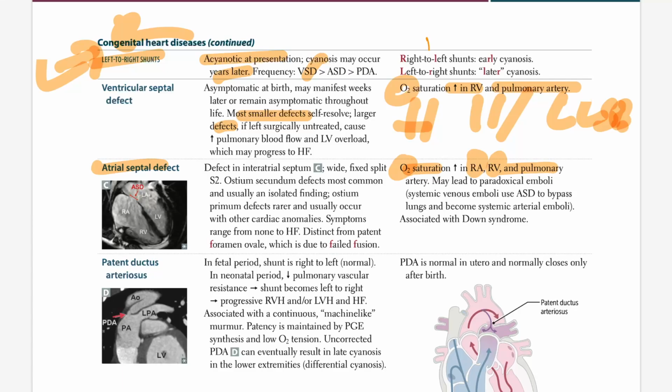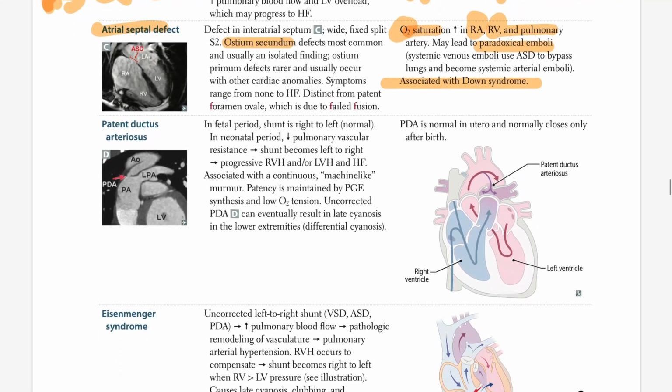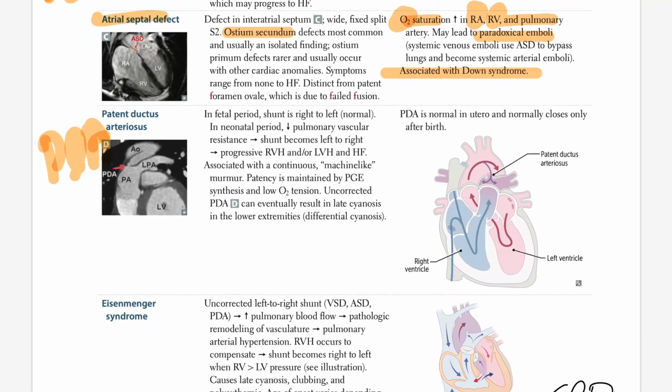ASD, okay, going back, VSD is associated with fetal alcohol syndrome, while ASD is associated with Down syndrome. ASD, you can go into paradoxical emboli. ASD, the primary problem is due to ostium secundum problem. Patent ductus arteriosus (PDA), it is going to be normal in fetus, but in neonates is abnormal because it's supposed to close. Who's keeping it open? The PGE, prostaglandins, and low O2 tension keeps it open.